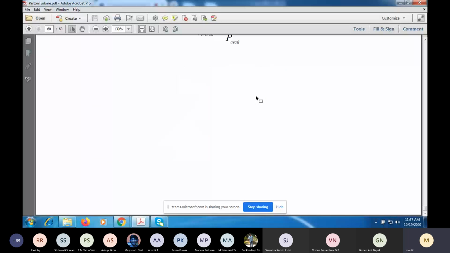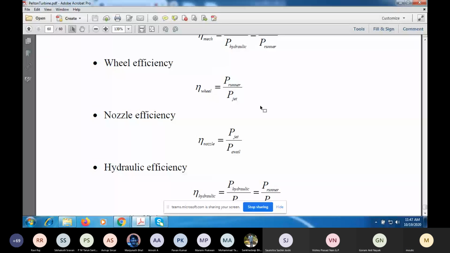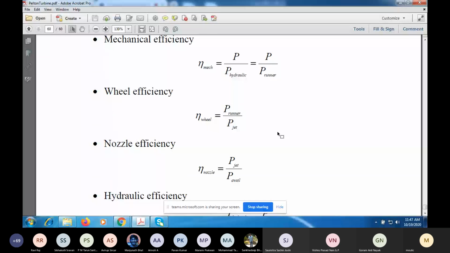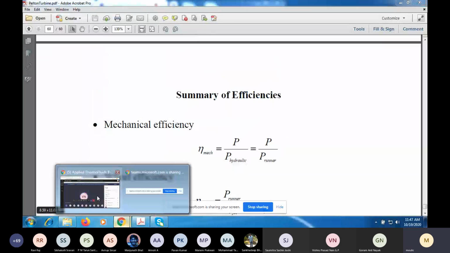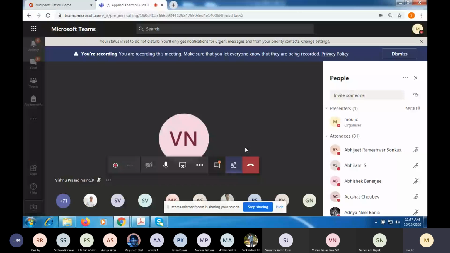So are there any queries regarding this part? Well, if not, then I'll stop sharing this and open another document.